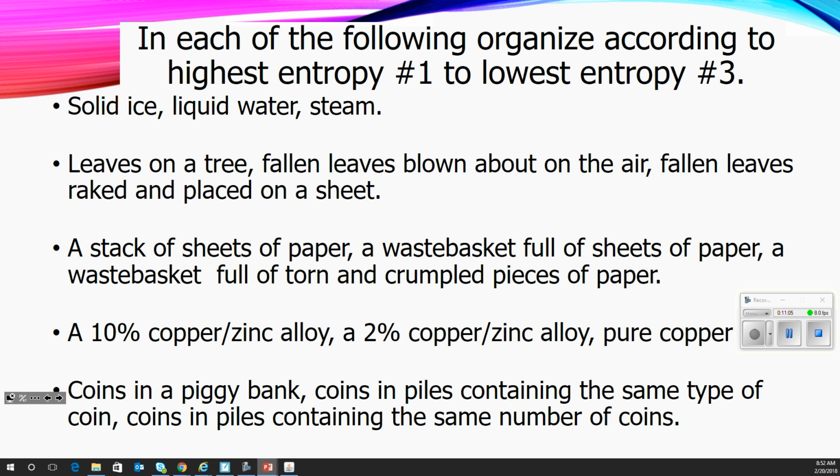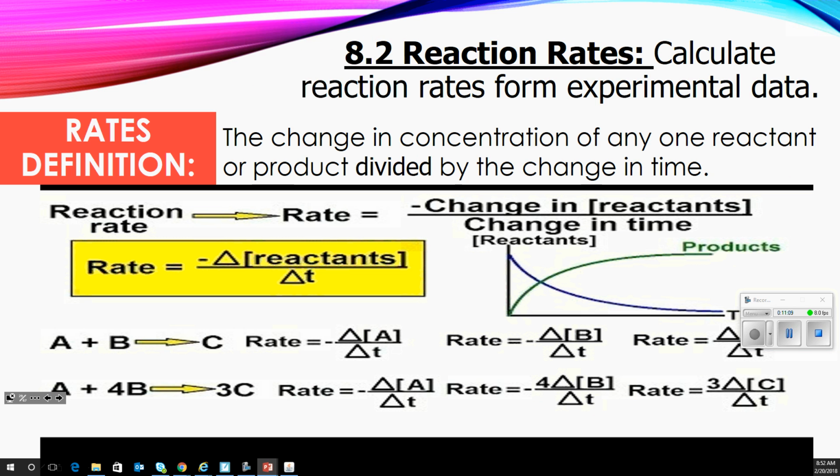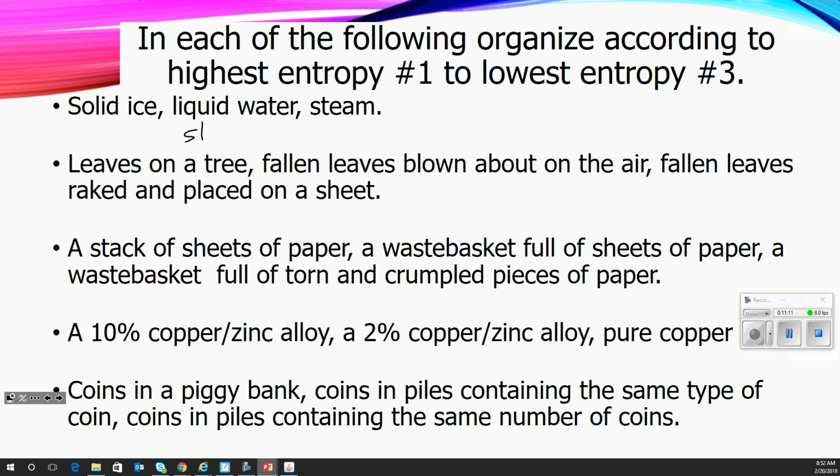So we would rewrite this. I don't think I've got it. Nope. So we'd write it steam, water, and ice. And I shortened it up a little. Okay, let's look at the next one. Leaves on a tree, fallen leaves blowing around in the air, fallen leaves raked and placed on a sheet. What's the most ordered?